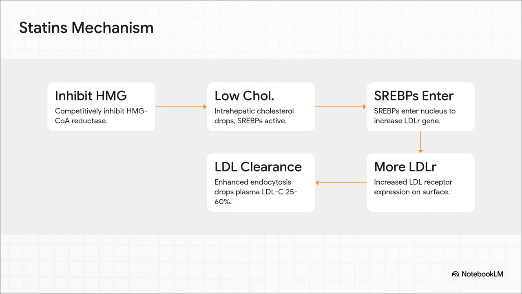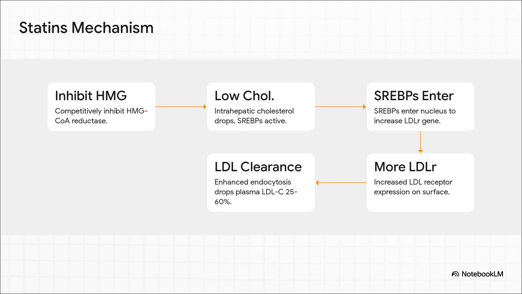Notice the sequence of events here with statins. It's not just the direct enzyme inhibition, it's the genetic knock-on effect. Step 1. Statins competitively inhibit HMG-CoA reductase, which is our rate-limiting enzyme. Step 2. Because of this, intrahepatic cholesterol drops. This specific drop activates SREBPs, sterol regulatory element binding proteins.